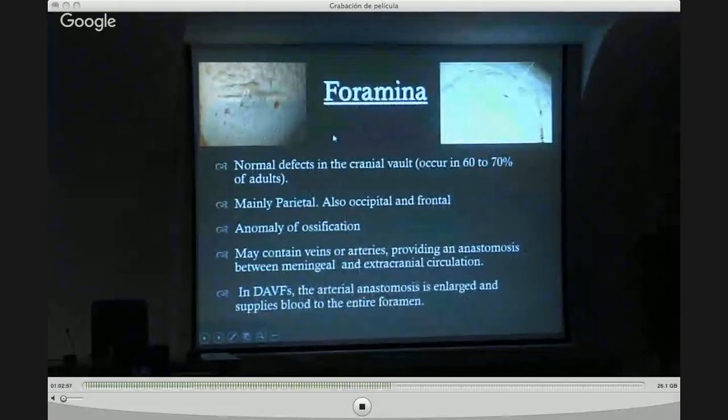So foramina are normal defects that we have in the cranial vault. Mainly they are parietal. We also have occipital or frontal. It represents an anomaly of ossification. Usually in normal conditions it contains veins or arteries, but in dural arteriovenous fistula, the arterial anastomosis is enlarged and supplies the blood through this foramen.